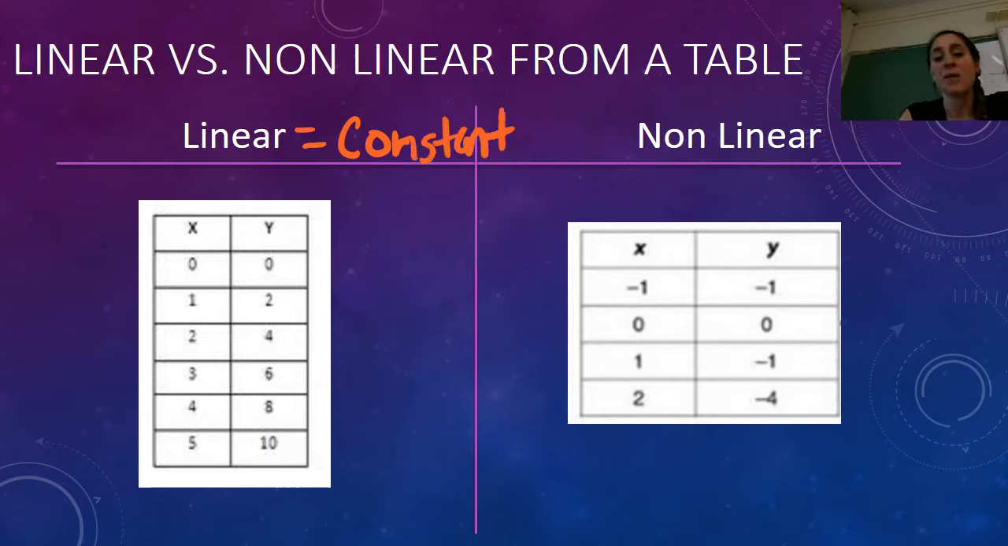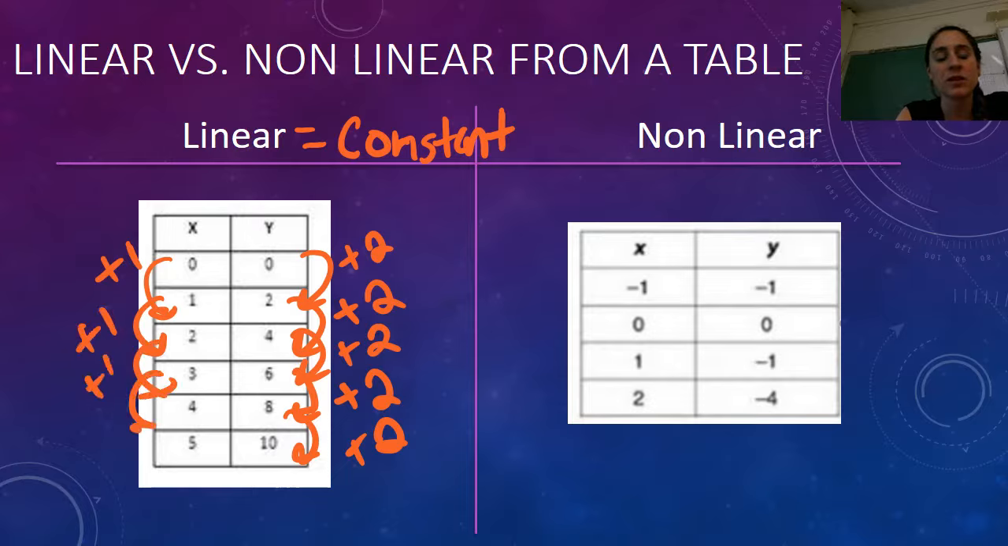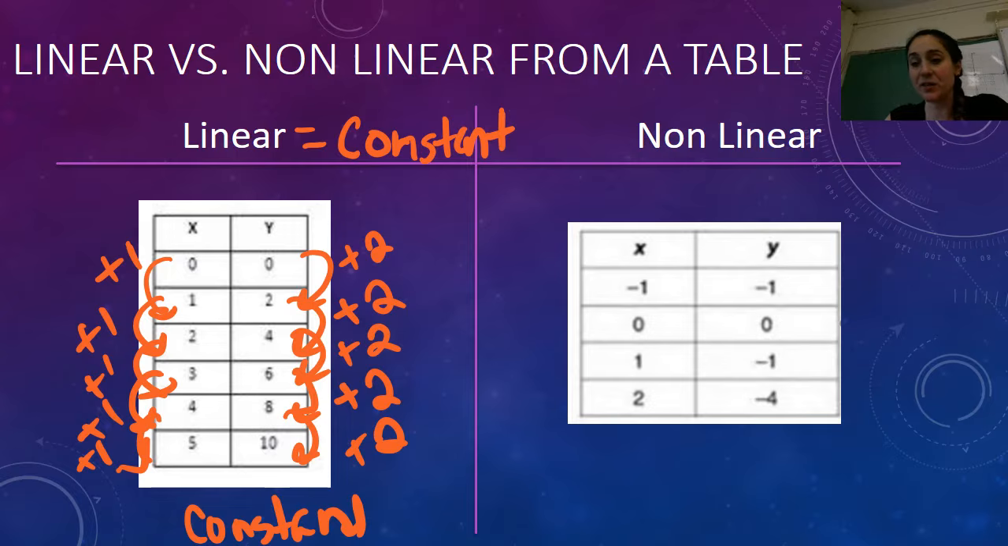So let's watch. My y values are changing by plus 2. From 0 to 2, it's plus 2. From 2 to 4, it's plus 2. From 4 to 6, again, plus 2. 6 to 8 is plus 2. And 8 to 10 is plus 2. So that's a constant rate of change. Now let's watch my x. Plus 1. From 0 to 1 is plus 1. Plus 1. Plus 1. Plus 1. Plus 1. This is constant. So it is a linear function.